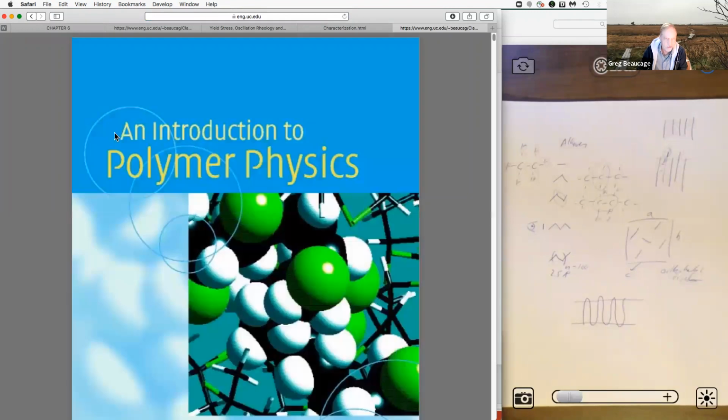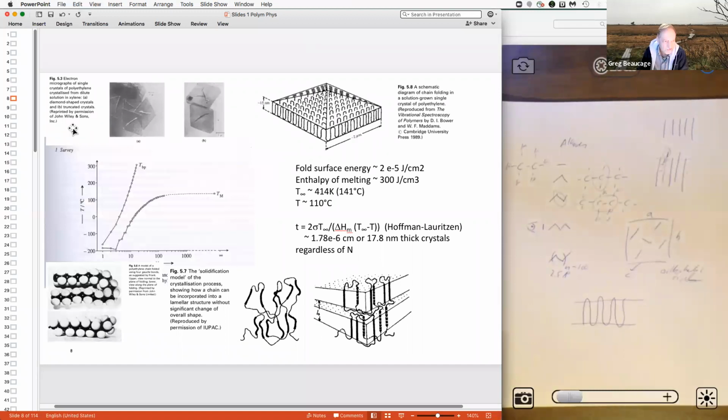I think it's chapter 5 in this book. You can find these pictures. This is a single polymer crystal. In dilute solution, they'll form these platelet-like crystals that actually form a pyramid. Within that pyramid, the chain is folding, knitting through the crystal. That can be shown with TEM and also electron diffraction of a local region, so you can demonstrate that this is happening.